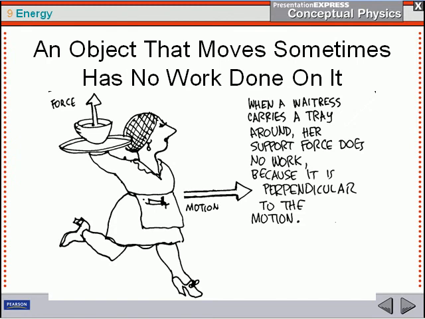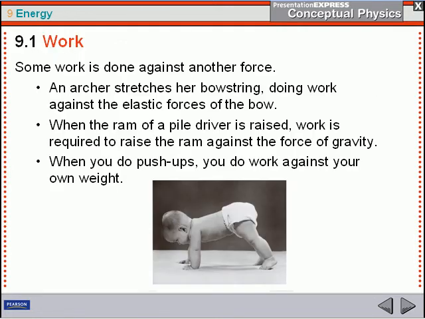Now, here's another example. If you have a waitress bringing an order on a tray, like soup or something, yes, they initially do have to lift the tray up, but as she moves the tray through the restaurant, the motion of the tray is perpendicular to the actual force she's applying on the tray. So therefore, she's doing no work on that tray.